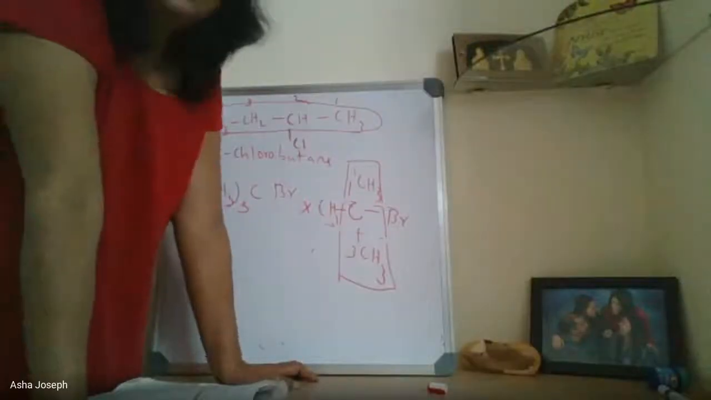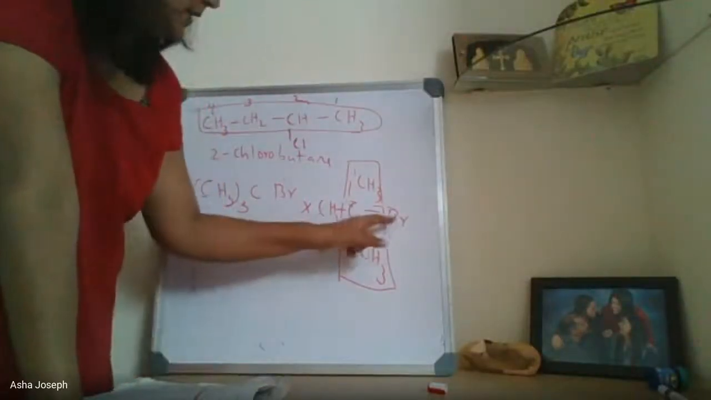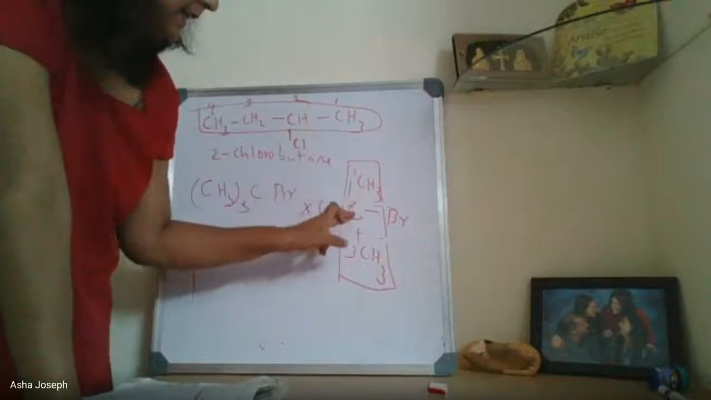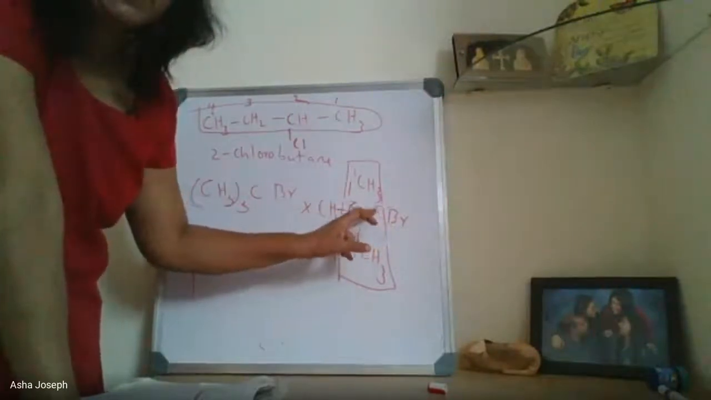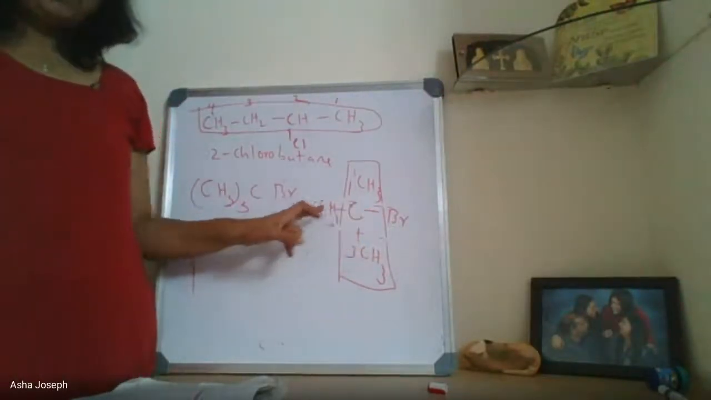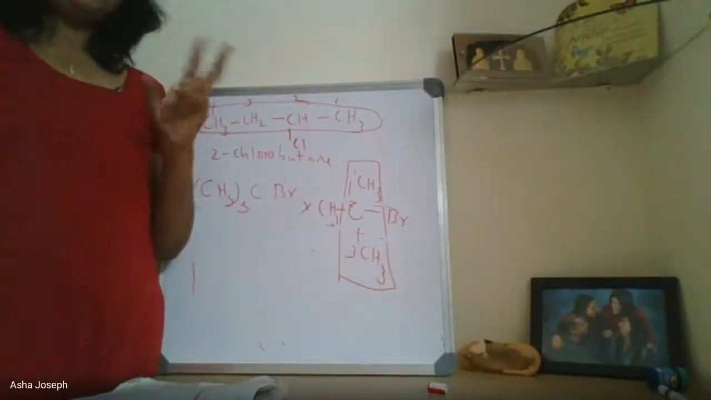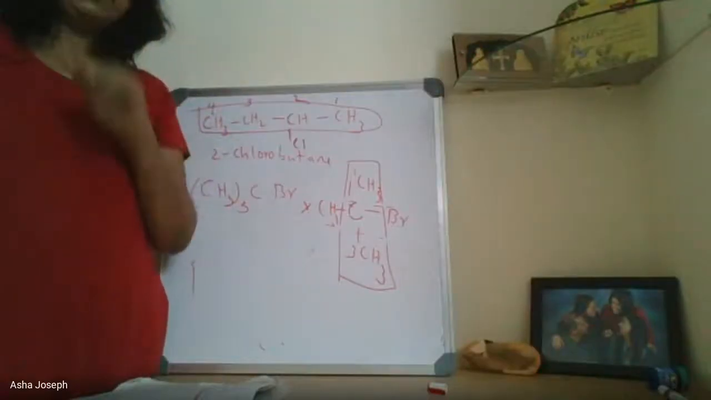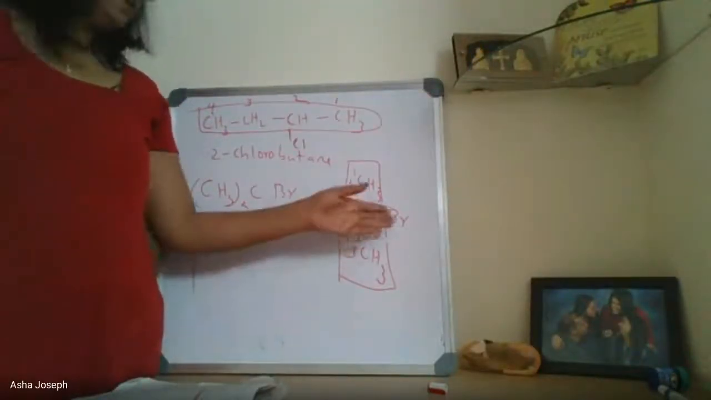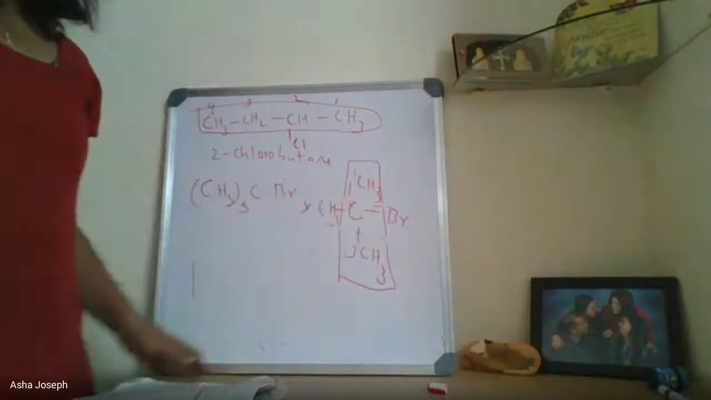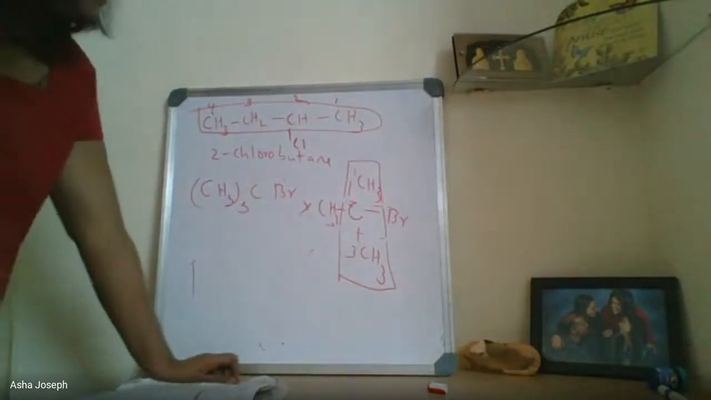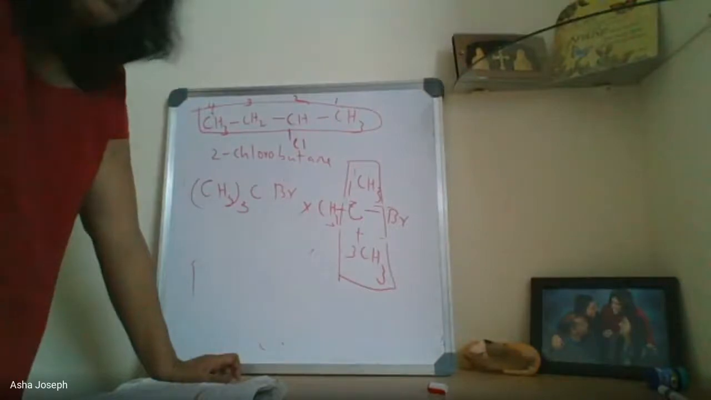Wait. 2 substituents are there. One is the functional group. Here on the second carbon, 2 groups are connected: one is the functional group bromine, one is the methyl group. When 2 groups are connected to any carbon, you have to write them in alphabetical order, isn't it? Anyway, here in this case it is a bromopropane.